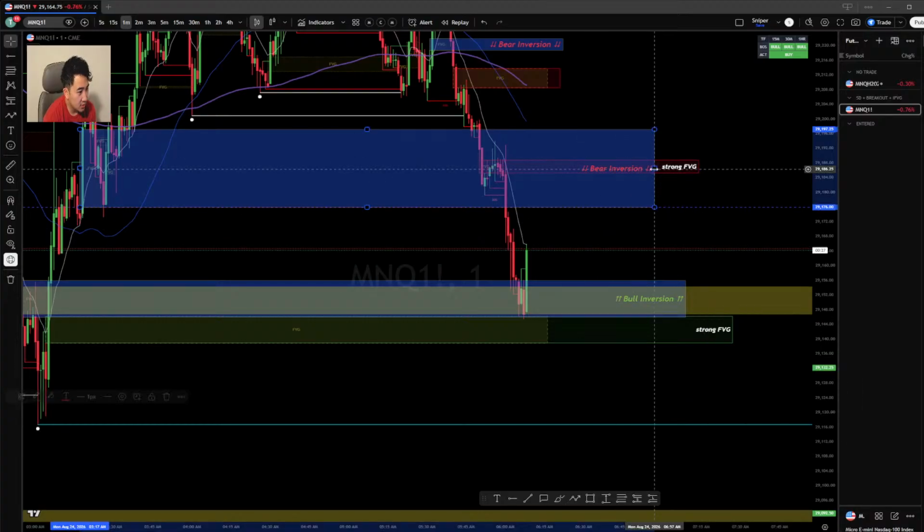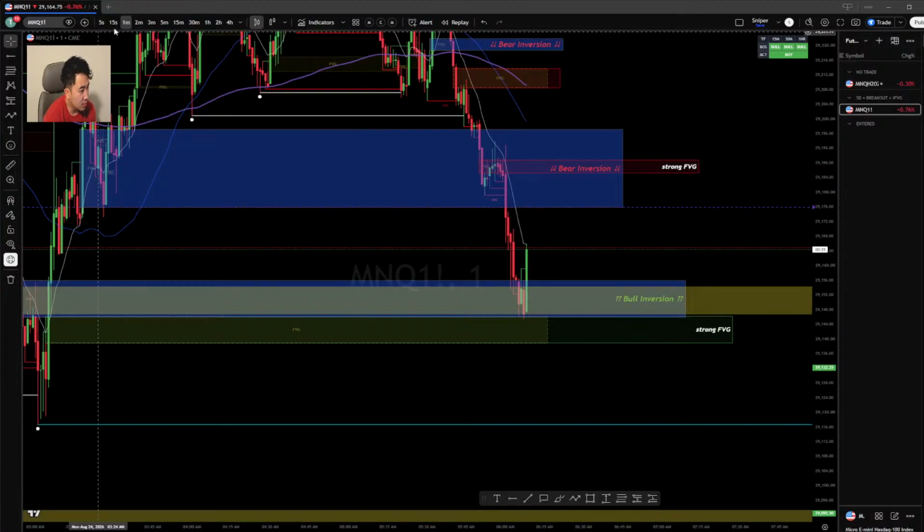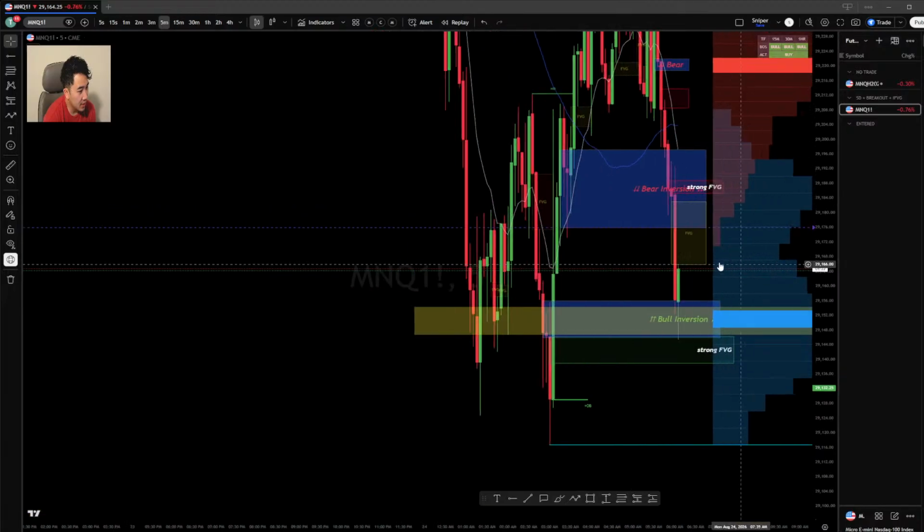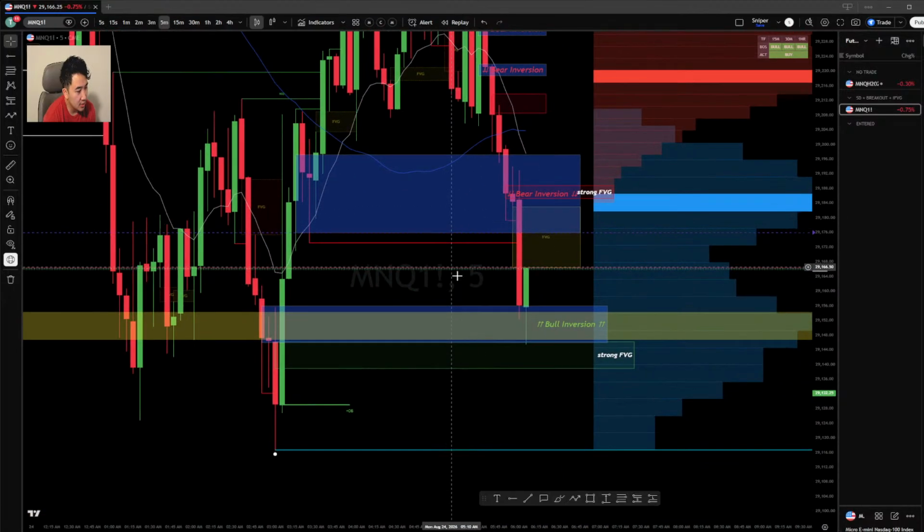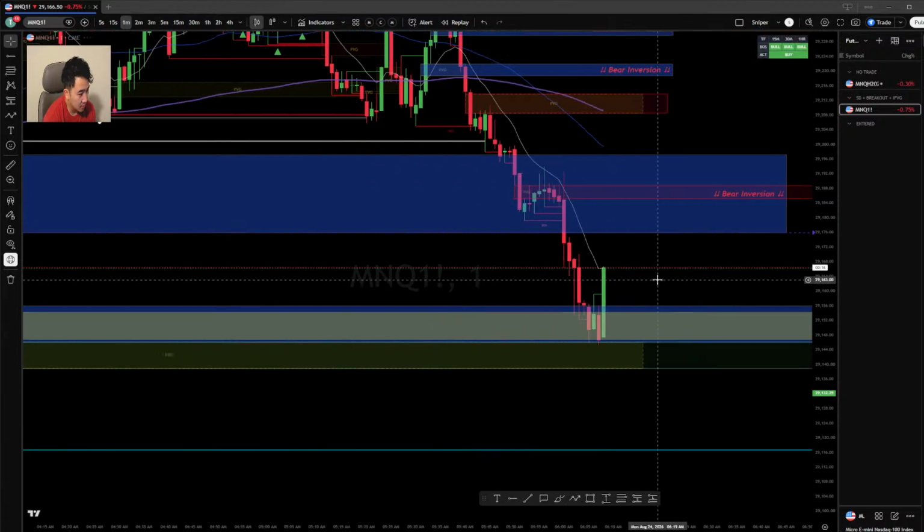Even if it taps into this bearish inversion zone here, I would wait until this 5-minute gap that's forming closes first. It has about 1 minute and 20 seconds left here.